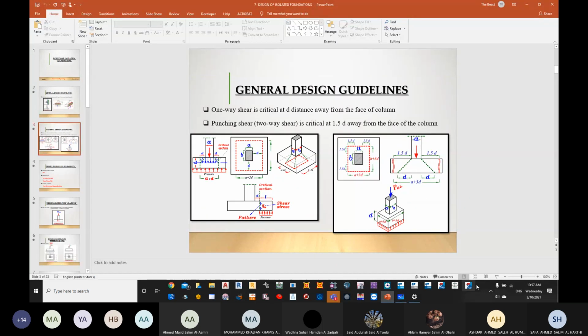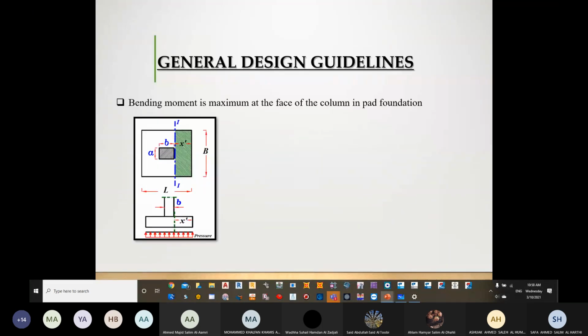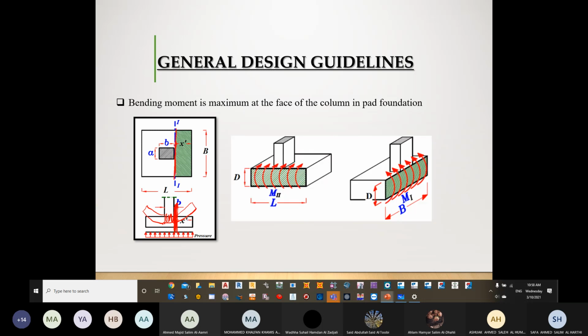Some figures here are representing whatever I have told you. You can see in this location that this portion is going to be bending up. This portion is going to be bending up. This location is not going to be bent. That's why when we calculate, the bending moment is acting at the face of the column. So this is the axis which has been taken for the bending moment.